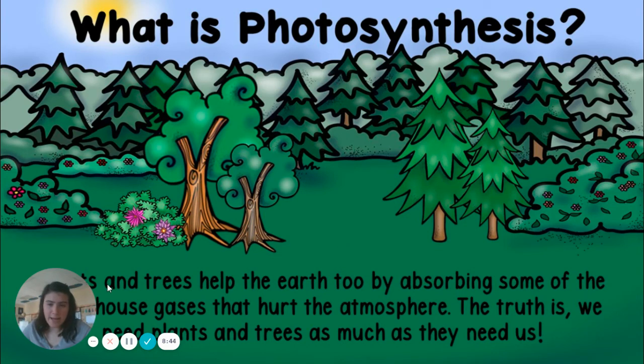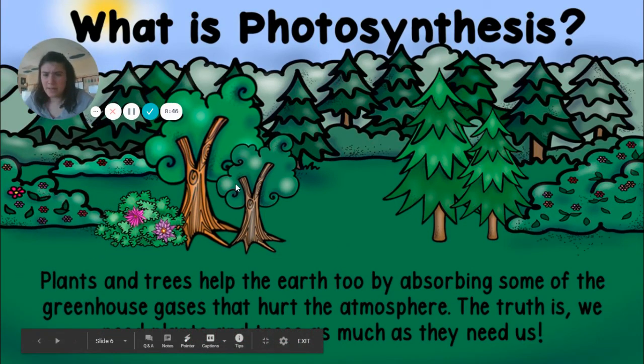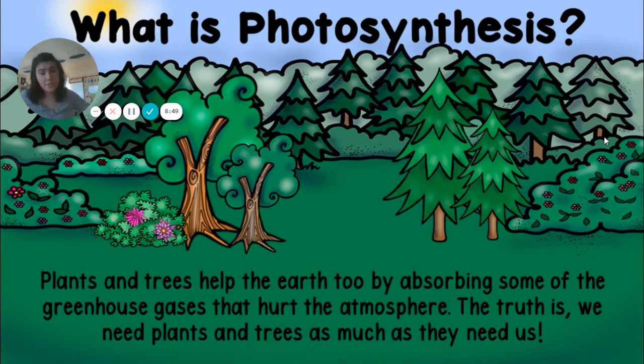Okay, this is the last slide. Plants and trees help the earth too by absorbing some of the greenhouse gases, which we don't really know about yet. We've talked about some of the harmful gases that can be in our atmosphere, but we haven't gone into specifics. So just remember that greenhouse gases are bad. I know greenhouse is usually a good thing, but the greenhouse effect, which is when you walk into a greenhouse, it's really, really warm. If that were to happen all over the earth, that would be a really bad thing. So that is why they're called greenhouse gases that hurt the atmosphere.